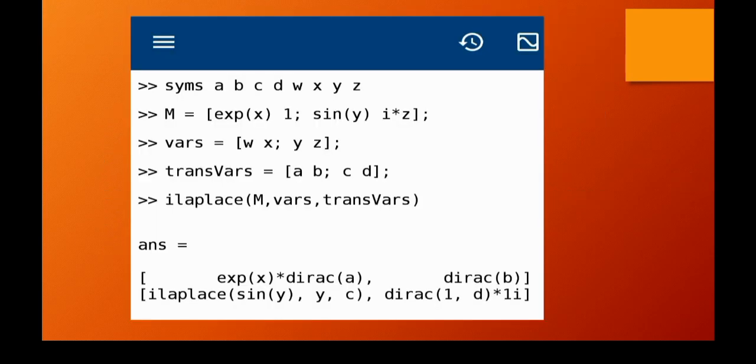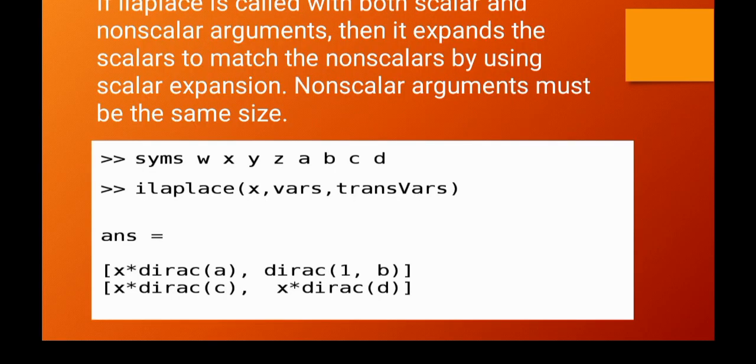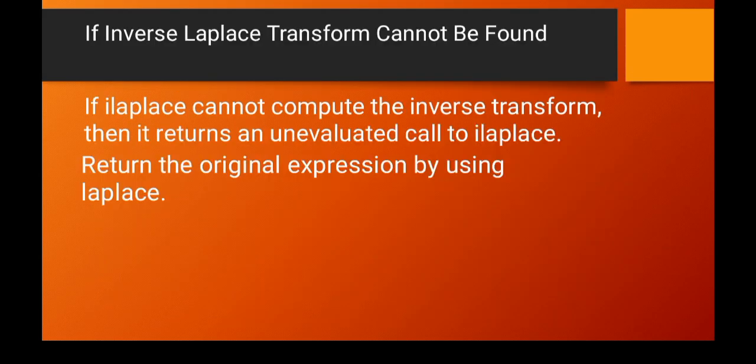For example, after defining the variables, the values of m vars and trans vars, the inverse Laplace transform of m vars and trans vars will give the following answer. If the inverse Laplace transform is called with both scalar and non-scalar arguments, it expands the scalar to match the non-scalars by scalar expansion, and non-scalar arguments must be the same size. After defining the variables, the inverse Laplace transform of those functions will give the following answers.